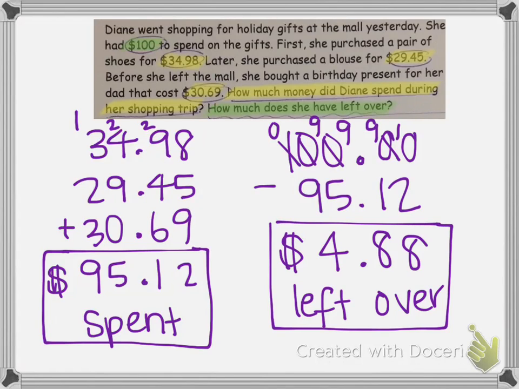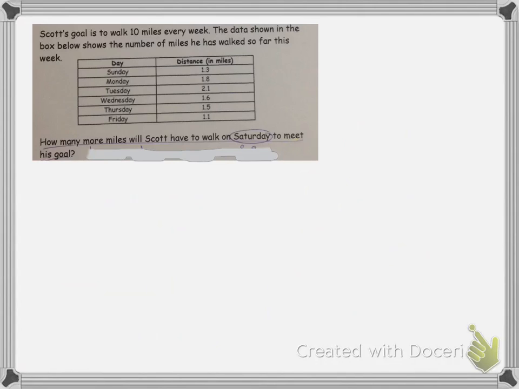Diane has $4.88 left over after her shopping trip. Let's try one more problem together. Scott's goal is to walk 10 miles every week. The data shown in the box below shows the number of miles he has walked so far this week. How many more miles will Scott have to walk on Saturday to meet his goal?